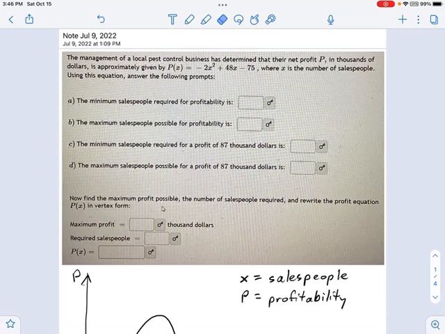From time to time you're given an application problem with a formula in it and you have to do something with that formula. It helps to read the text a bit here. If you look at this, we've got a formula P. That's our profit for this business. And X is the number of salespeople.